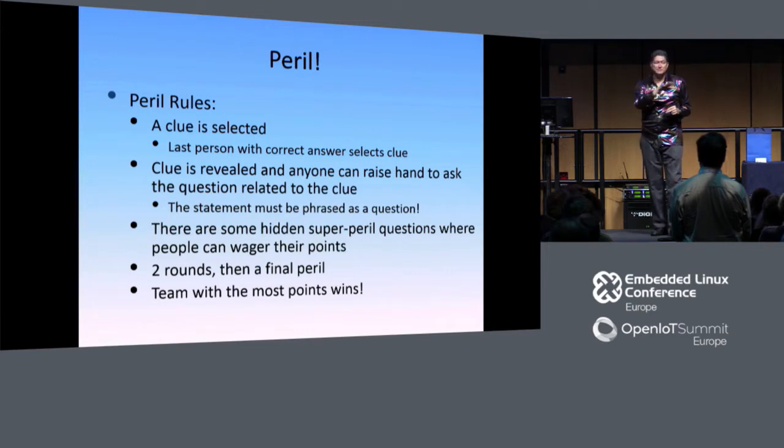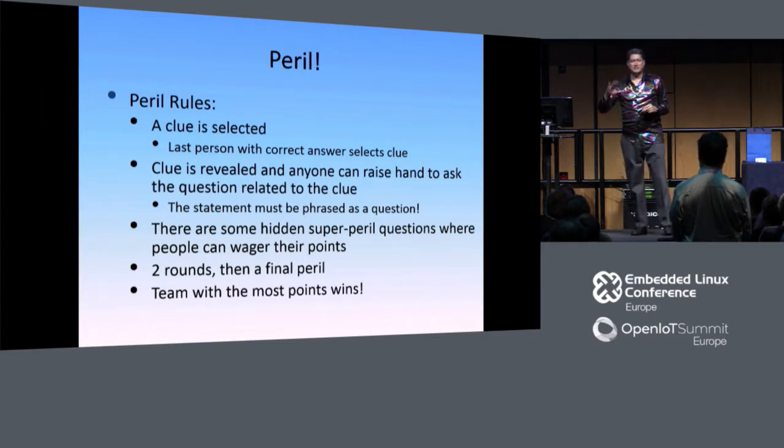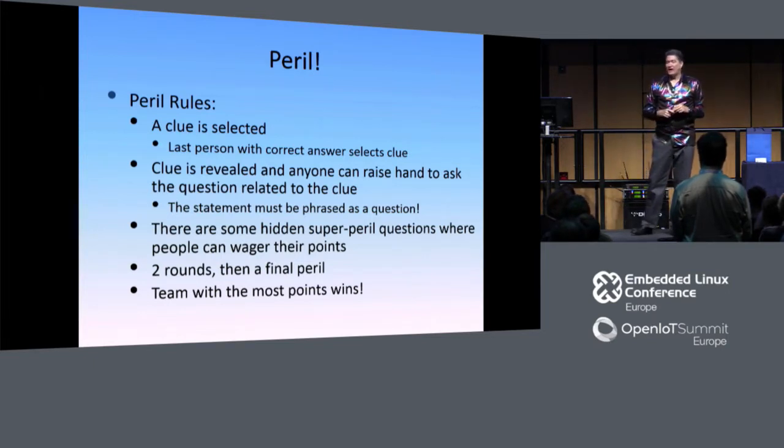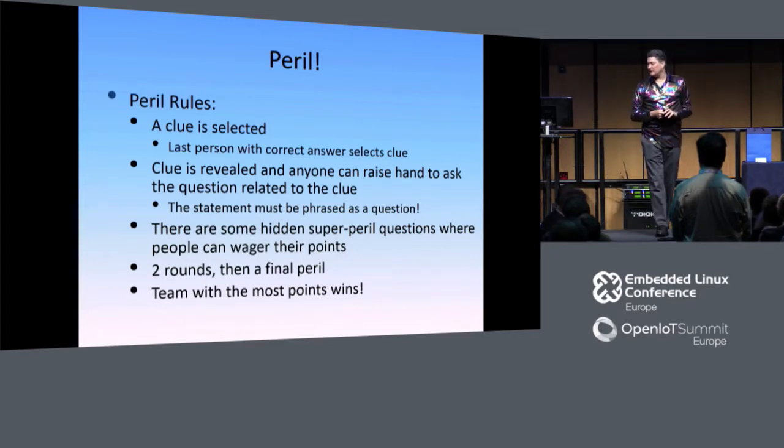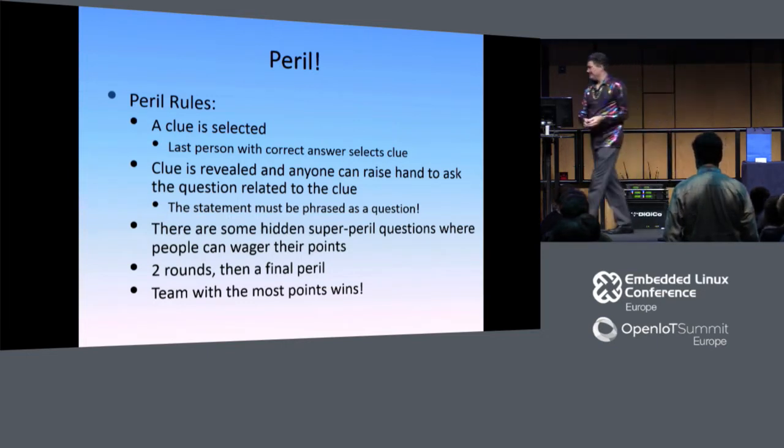All of the statements that you make, if you're a contestant, have to be in the form of a question. There are some hidden super peril questions where the person who selected it can wager some of the points for their team. We have two rounds of that, and then we have something called final peril, and I'll explain that when we get to it. Basically, the team with the most points wins. At this point, talk amongst yourselves while we get the game board set up. It'll take just a minute.